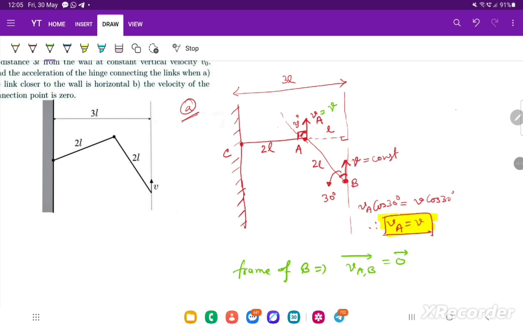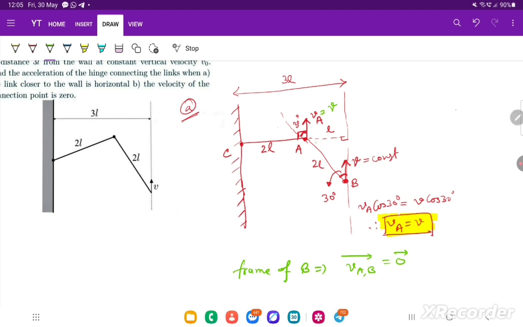So in general 2D planar motion, you will have two kinds of acceleration of a particle. You will have a radial component and the other one is tangential component. One is perpendicular to the velocity and the other is along the velocity. So as in the frame of B, A's velocity is 0, it will have no centripetal acceleration. Centripetal acceleration is v square upon r, where r is the radius of curvature. So if velocity itself is 0, then centripetal acceleration is 0.